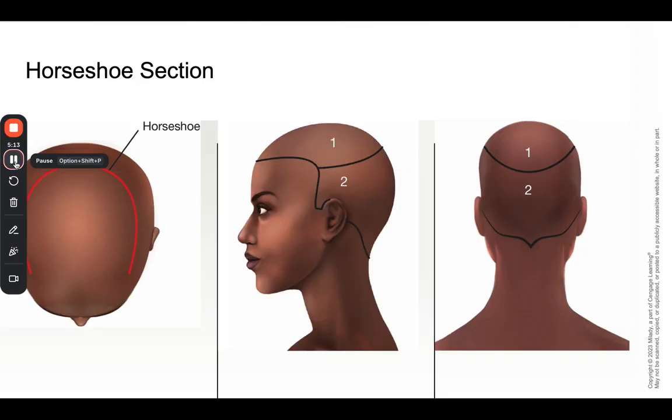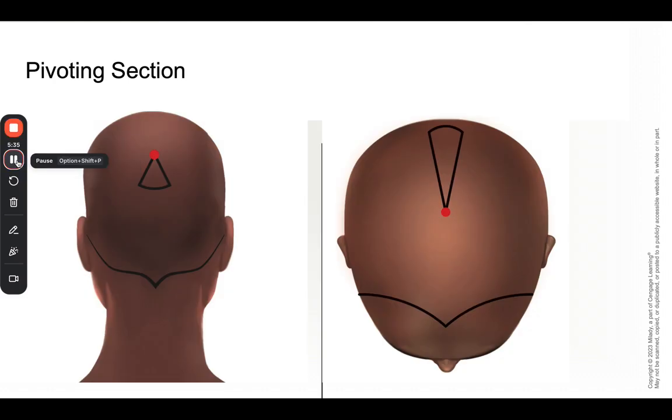There are four types of sections used in haircutting. We have horseshoe, pivoting, profile, and radial. So we're going to break down horseshoe as you can see on the screen. A horseshoe section separates the head at the parietal ridge to below the crown, providing you with control when layering or graduating the hair. A pivoting section, also referred to as a pie-shaped section, rotates from a central point and is used in layering or graduation.